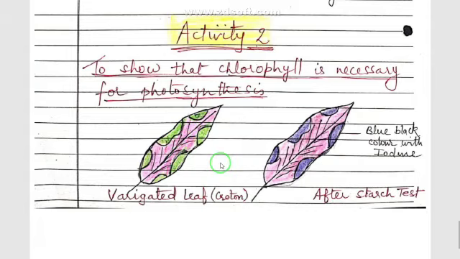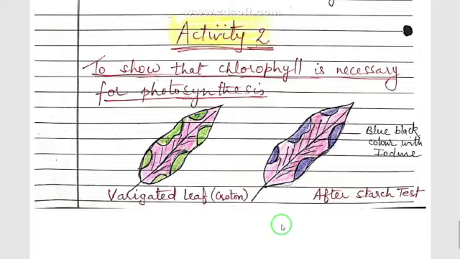So we'll perform the starch test in the same manner. The croton plant will be kept in a dark room for 3 days to destarch it. Then it will be kept in sunlight for few hours. After that we'll pluck one of the leaves and test for starch in the same manner as I have told you just now.